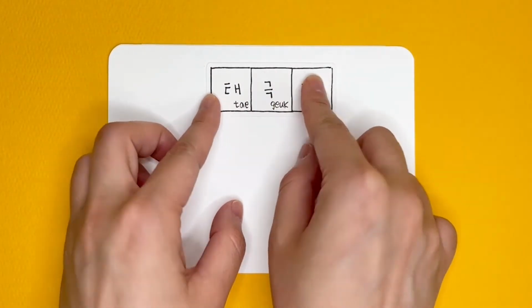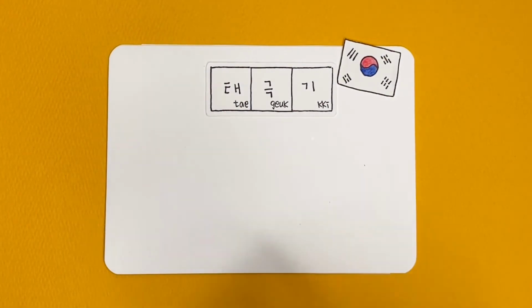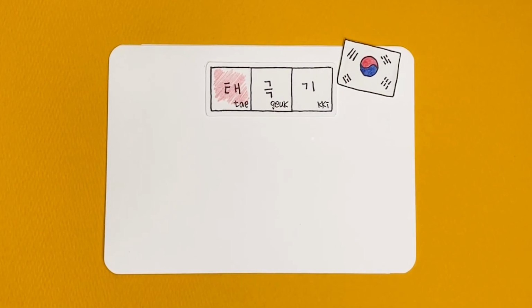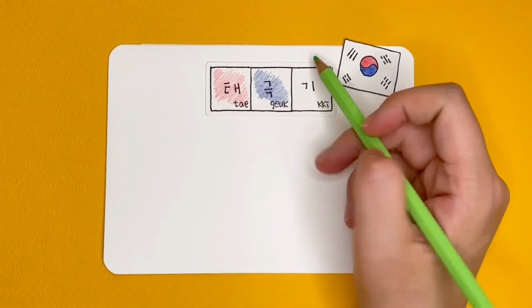Our final word is Tae-geuk-kki. This is the national Korean flag. In this word, Tae-guk refers to the red and blue pattern at its center, symbolizing yin and yang, and ki means flag.